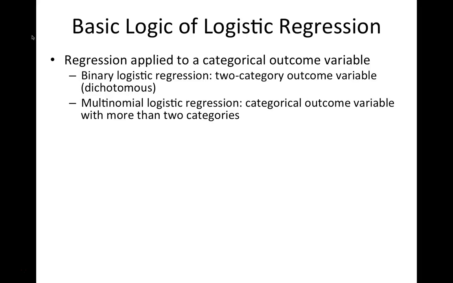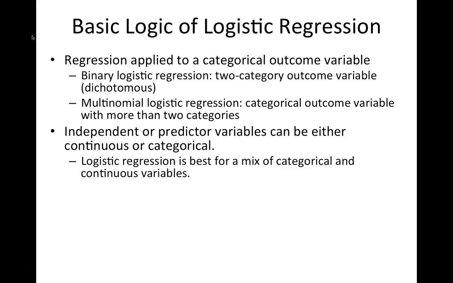In binary logistic regression, we have a two-category outcome variable, a dichotomous outcome variable. In multinomial logistic regression, we have categorical outcome variables with more than two categories or more than two levels. And our independent or predictor variables can be either continuous or categorical. Logistic regression is ideally suited for some mixture of categorical or continuous predictor variables.